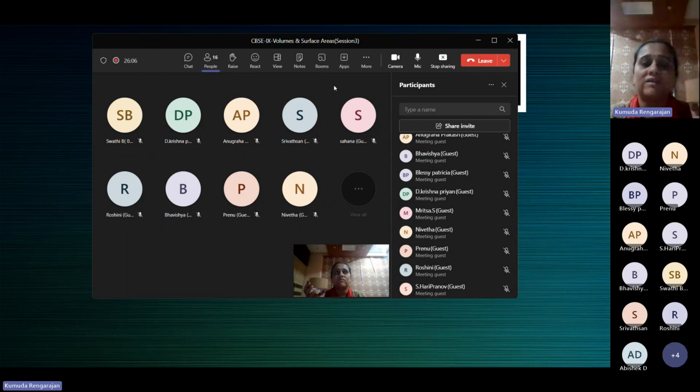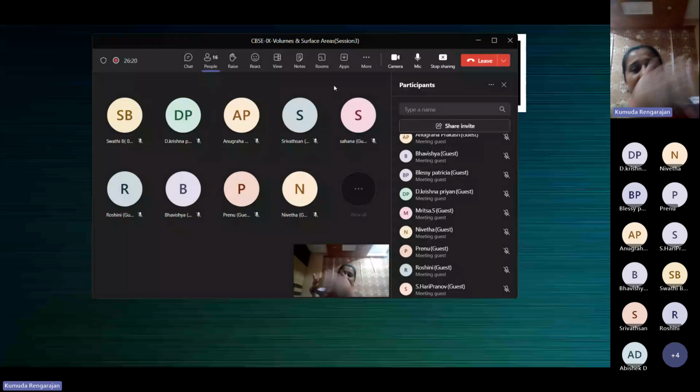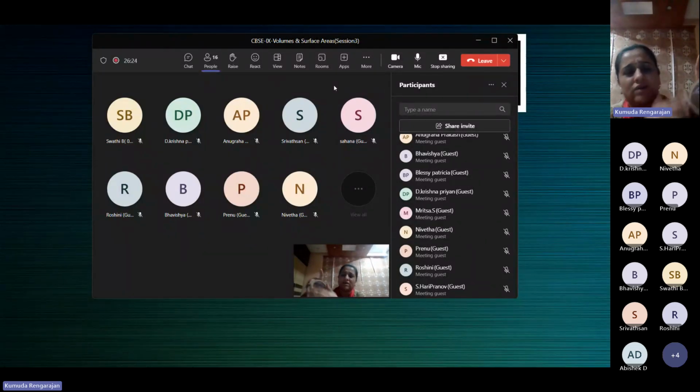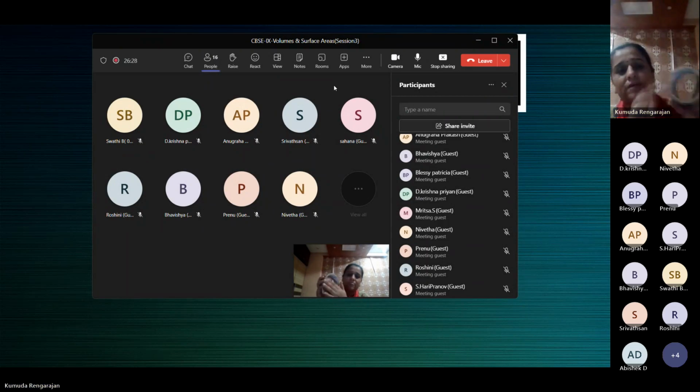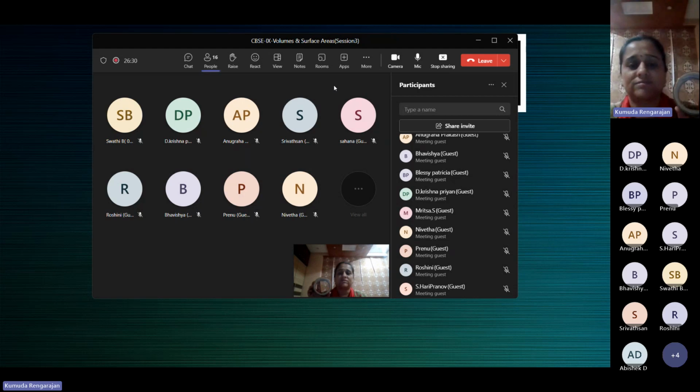So for finding the curved surface area, it is the inner CSA plus the outer CSA. That's all. To find the total surface area, it is inner CSA, outer CSA, and the area of the 2 rings, because they're identical. Whatever area you get here, the same area is here also. So plus the area of the 2 rings.